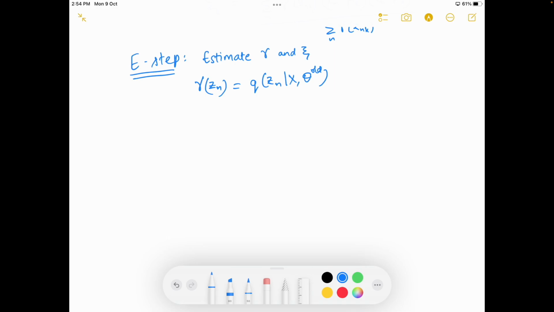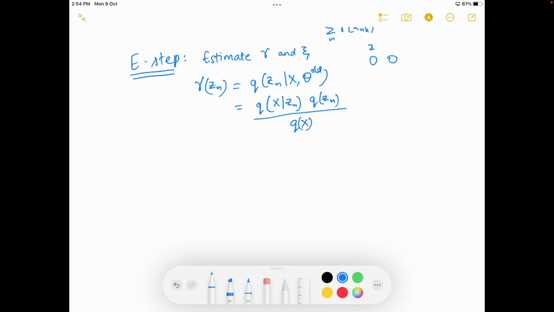Using Bayes rule. You don't know what is qz given x, but you know what is qx given z. So let's use the Bayes rule. This becomes equal to q of x given zn, I'm again omitting theta old because it's obvious that theta old is given to us, times q of zn divided by q of x. Now this capital X is actually all the variables x1, x2, x3, so on up to x small n, then x small n plus 1, so on up to x capital N. It's the whole series.